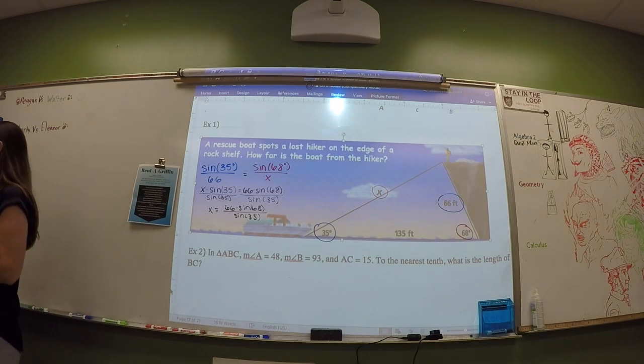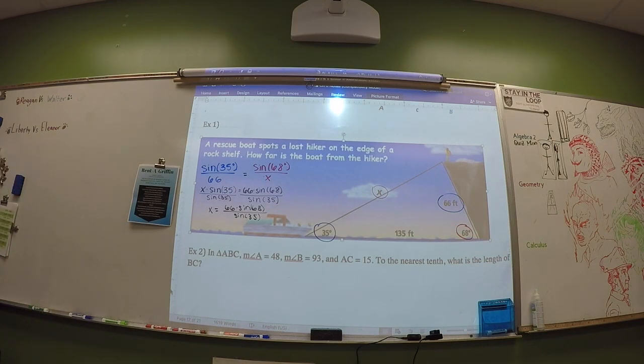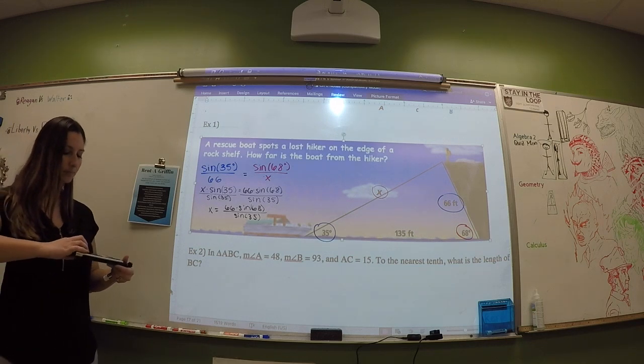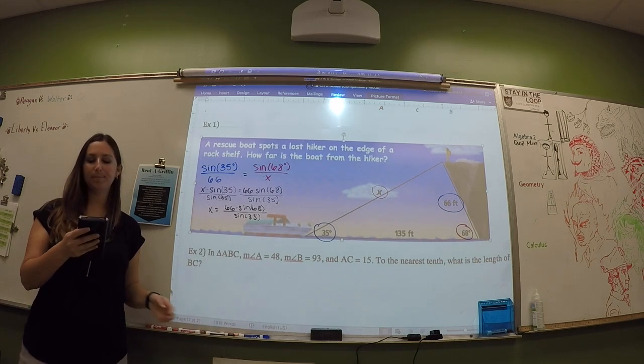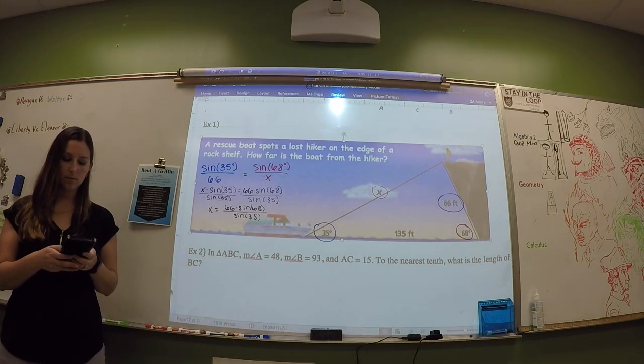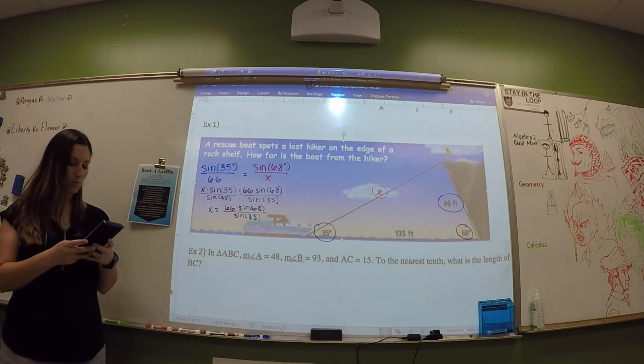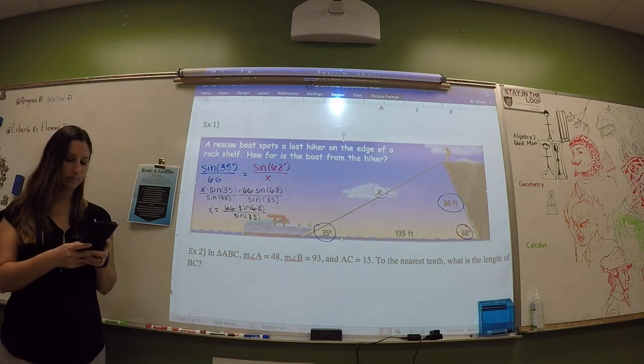So when you're plugging it in the calculator, I recommend using that fraction feature that I showed you. You hit Control Divide, and it makes like a little fraction for you. And then you can put this on the top and then this on the bottom. So I got 0.7, yeah.